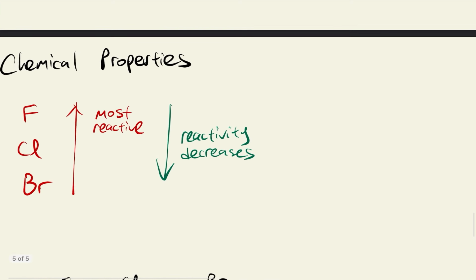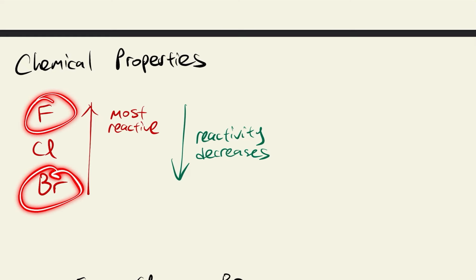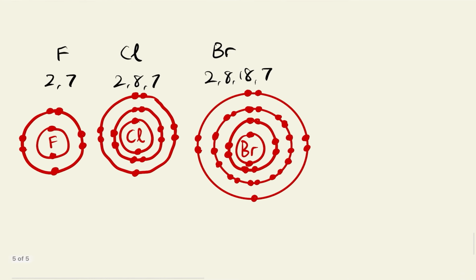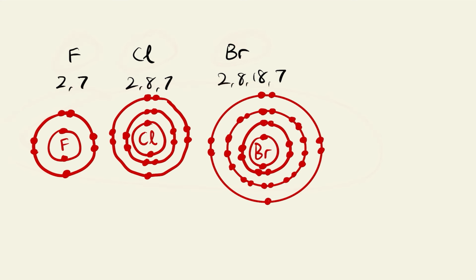Now, like I said, let's take a look at chemical properties here. As we go down the group in the halogens, the reactivity decreases. So fluorine compared to bromine, fluorine will have a higher reactivity. Let's take a look here. Over here I have fluorine, chlorine and bromine. These are their electronic structures. Over here you can see that fluorine has the least number of electrons and bromine has the most, and also the most electron shells.